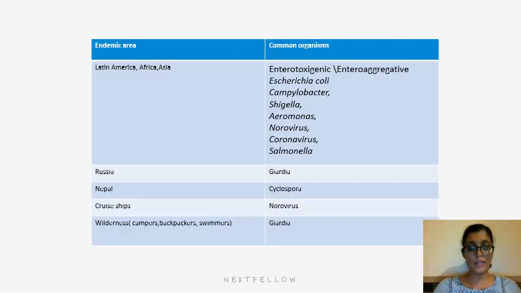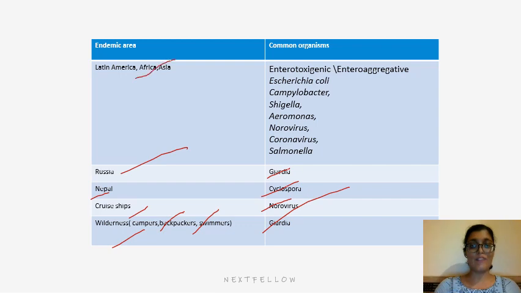According to the endemic areas, we are supposed to know certain types of organisms that are frequently asked in MCQs. If the patient has roamed in some wilderness, like the patient is a camper or backpacker or swimmer, the common organism is Giardia. If the question mentions cruise ships, then the organism is norovirus. If the patient has gone to Nepal, the most common organism is Cyclospora. In Russia, it is Giardia again.